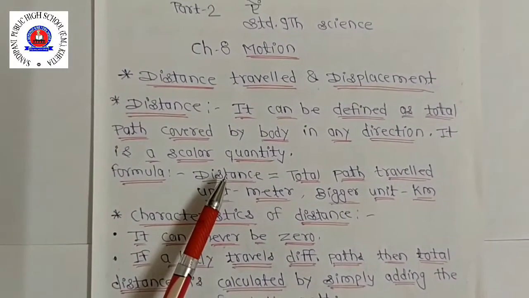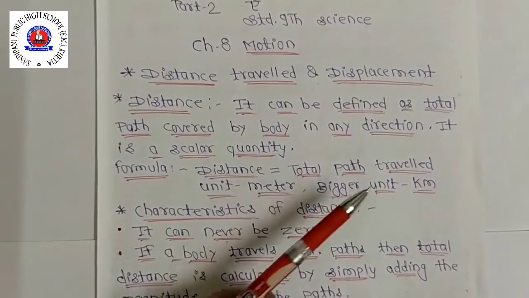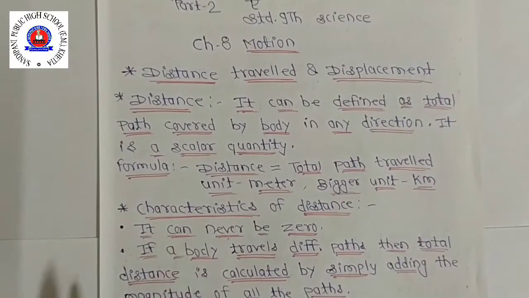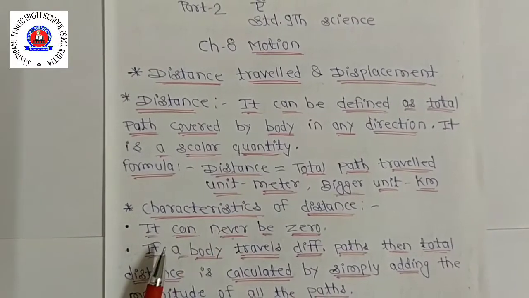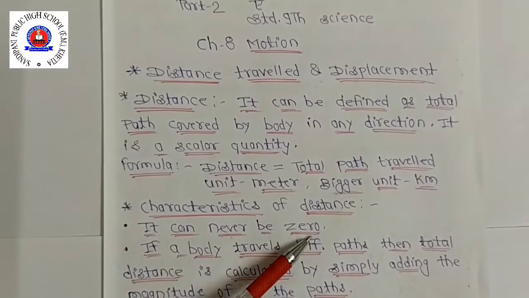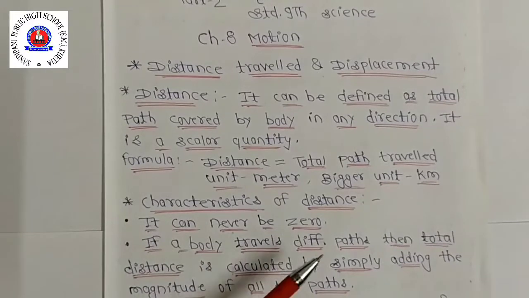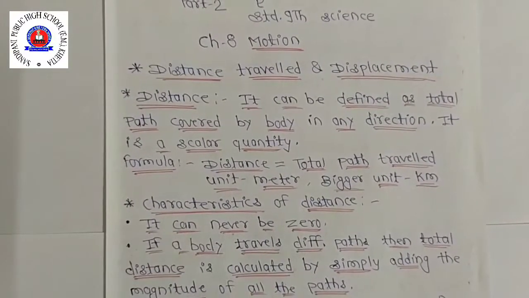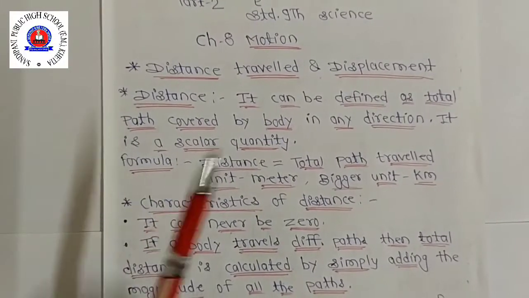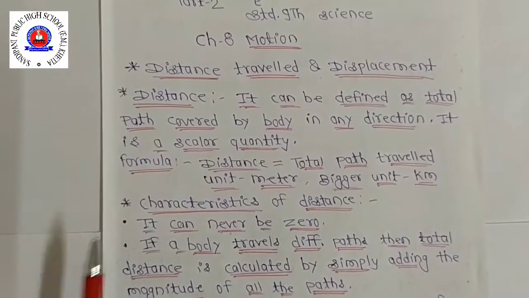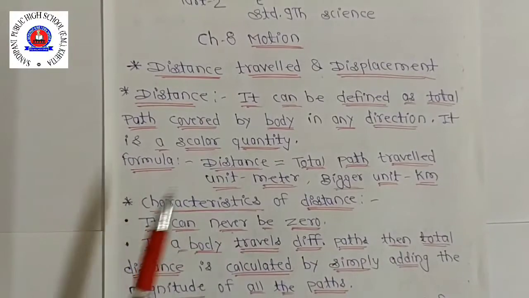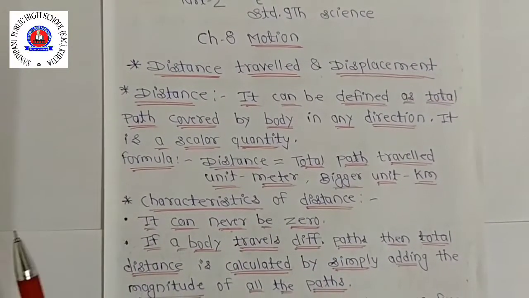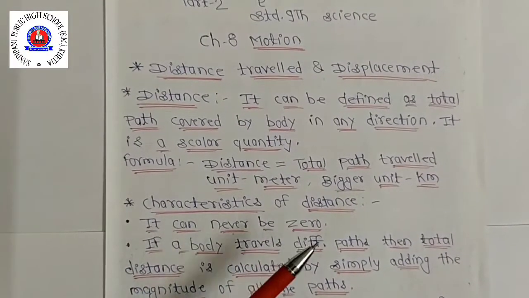And what is the unit of distance? The smallest unit is meter and the bigger unit is kilometer. And what are the characteristics of distance? It can never be zero. Second, if a body travels different paths, then the total distance is calculated by simply adding the magnitudes of all the paths. Means if it travels or covers different paths, then we simply add the distances, the magnitudes, of all those paths, and then we get the actual distance.